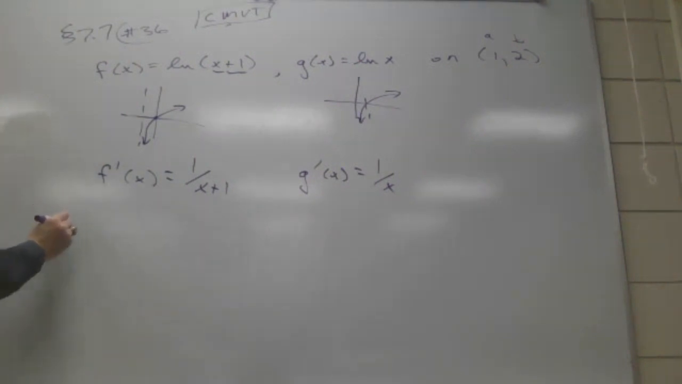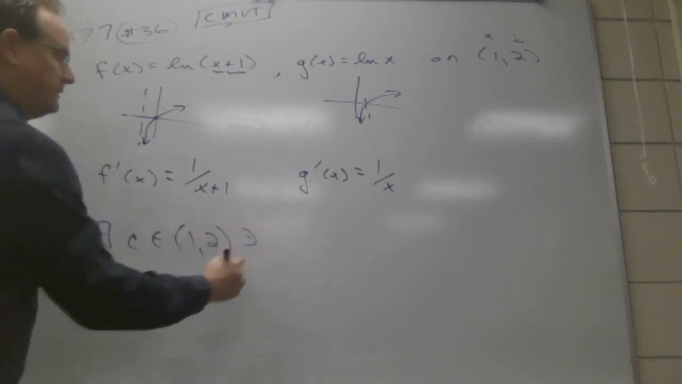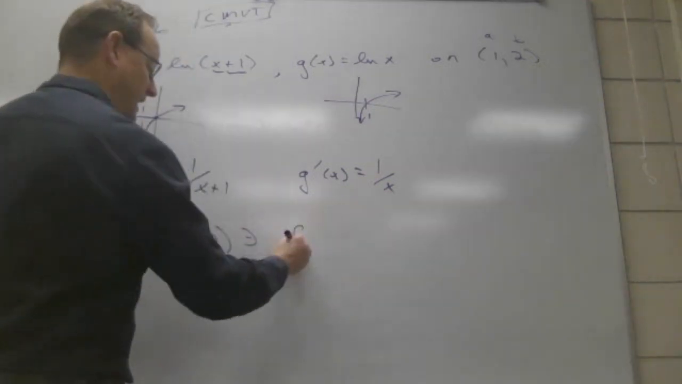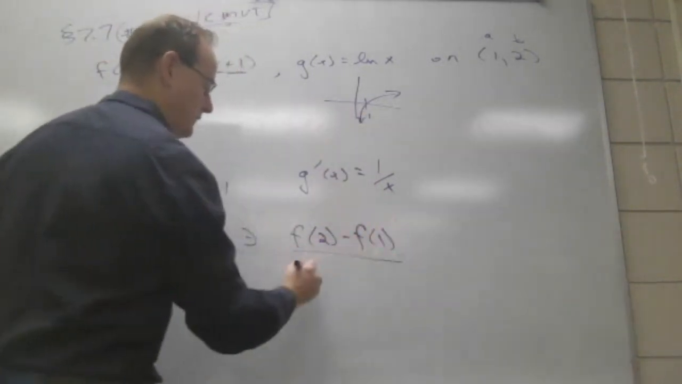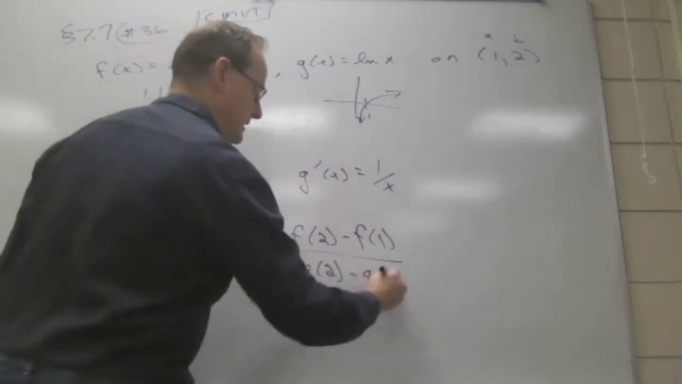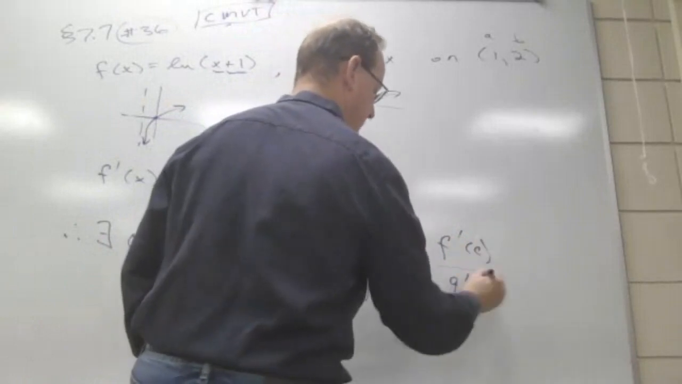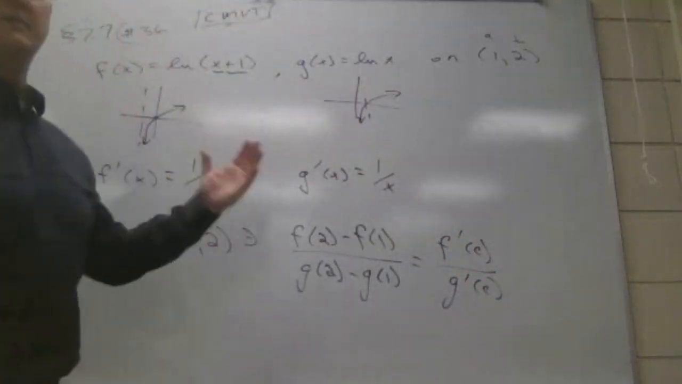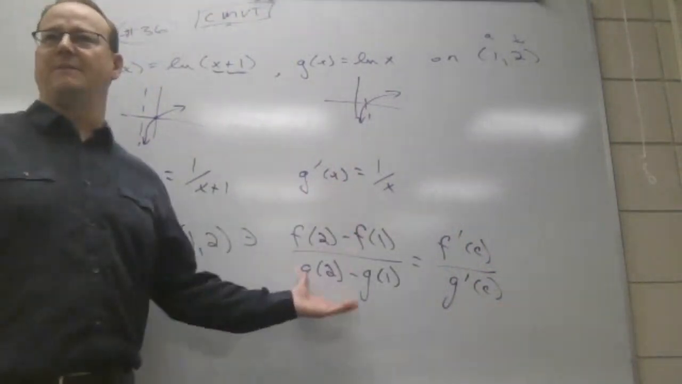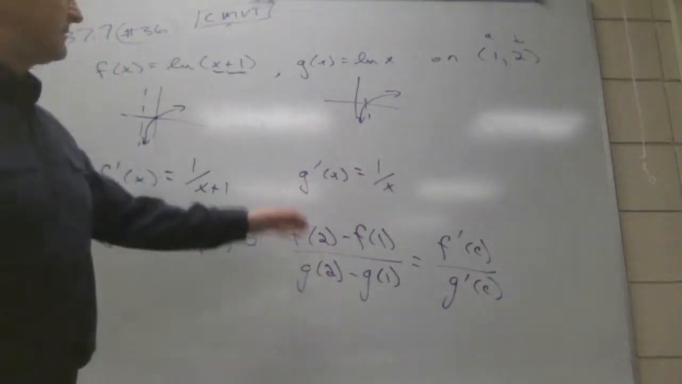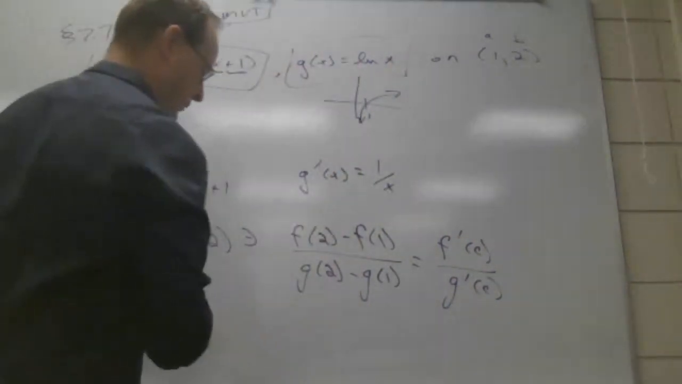Therefore, there exists a point strictly in between 1 and 2, such that f of b, what's f of b? So f of 2 minus f of 1 all over g of 2 minus g of 1 equals f prime at c over g prime at c. Okay, now this is what a lot of people mess up. The left side is just f evaluated at that. It's just the function, f and g. It's not the derivative. So it's these right here.